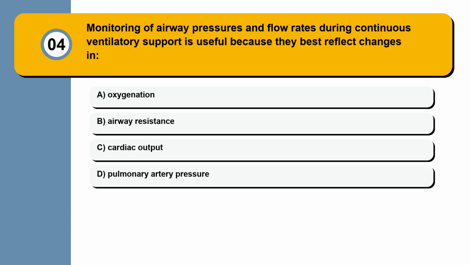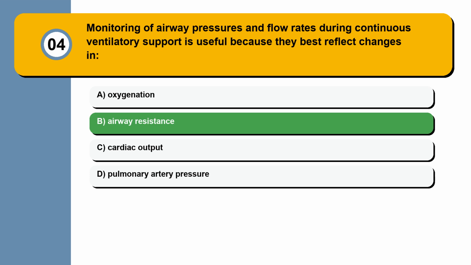Question 4. Monitoring of airway pressures and flow rates during continuous ventilatory support is useful because they best reflect changes in oxygenation, airway resistance, cardiac output, pulmonary artery pressure. The answer is airway resistance.